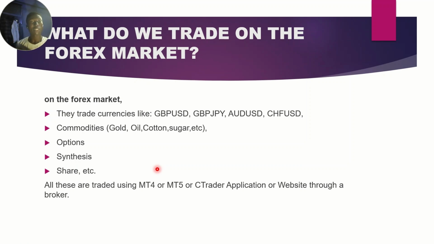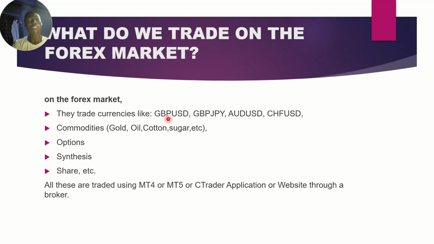There are 8 major currencies that we trade on the forex market. And then we have minor currencies. So in currency, we have major currencies and minor currencies, and then we have the exotic currencies. So we trade currencies like GBP/USD, GBP/JPY, AUD/USD, and CHF/USD, etc. There are a lot of currencies that we do trade on the forex market. These are just small examples that I've listed here, for example's sake, but we do trade a lot.